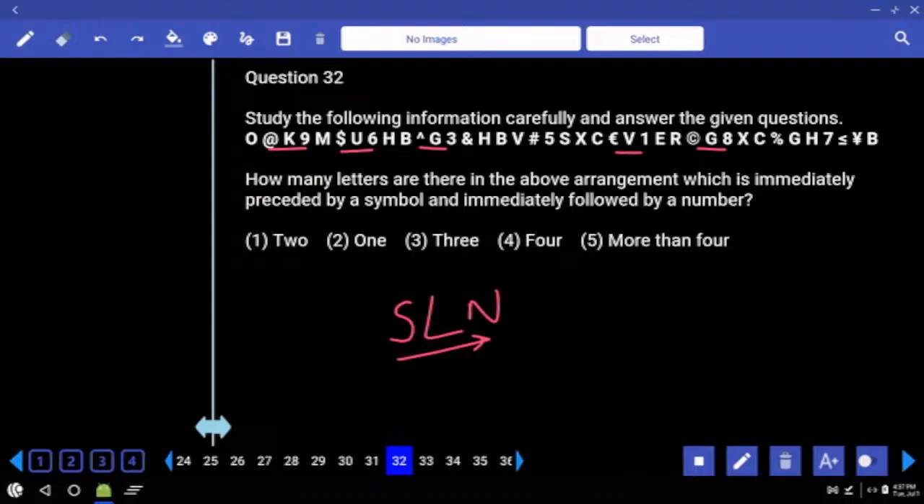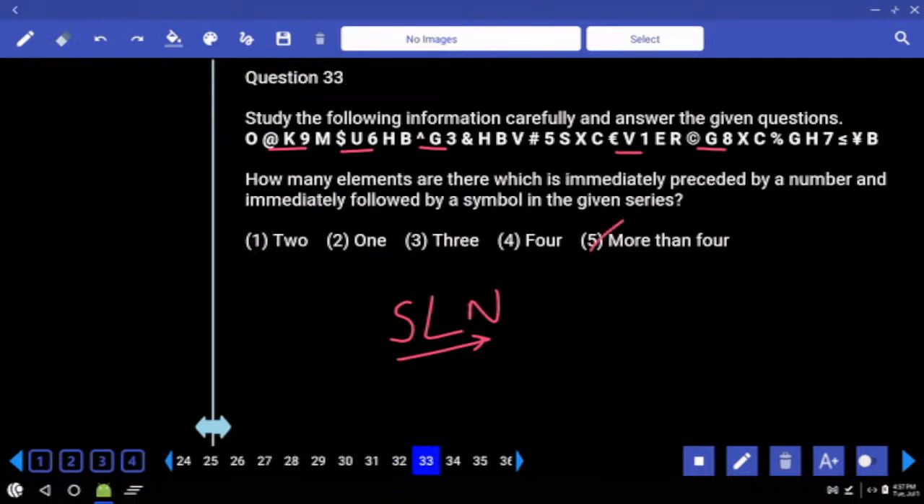Symbol, letter and number. Then symbol, letter and number. That's it. Now how many are there? 5. More than 4, choice 5, question 32.